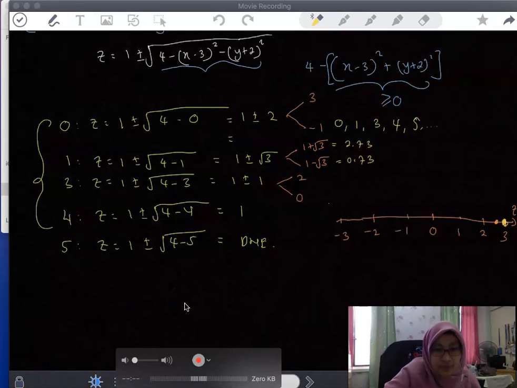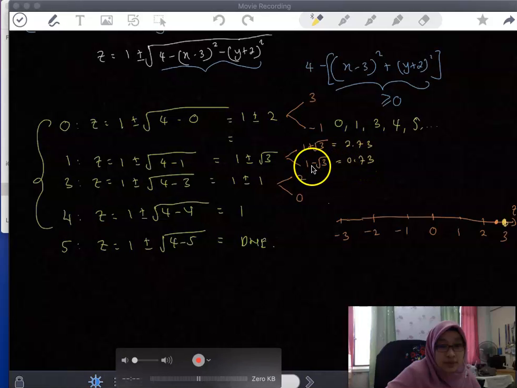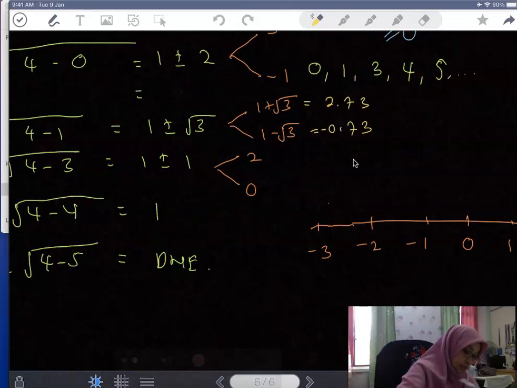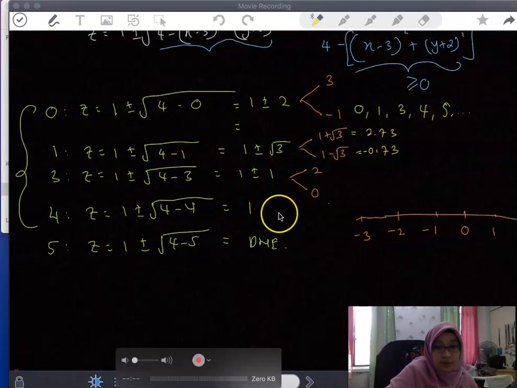Okay, do we have a negative value there? 1 minus square root 3. It is 1 point something, right? So 1 minus that, this one is supposed to be negative. So we have a negative there. And we also have when this is 1.